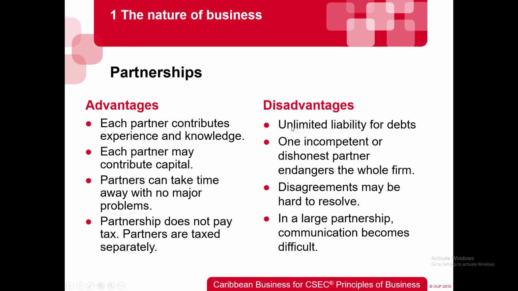Again, this word coming up, unlimited liability for debt. What this means is that you can lose a lot more than you bargained for if your company fails. You can lose your house, you can lose your land, you can lose whatever you put up as security to obtain the loan.